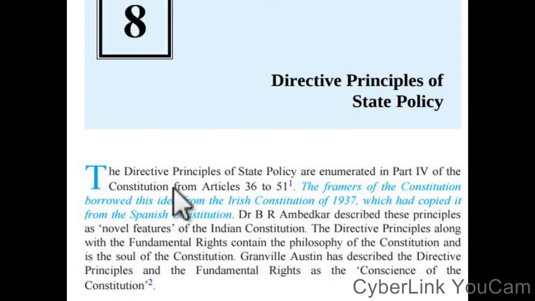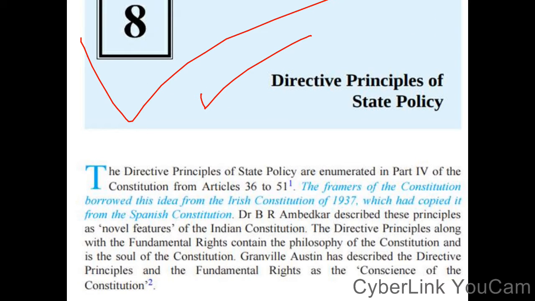Hello friends, now we discuss Indian polity, and the chapter name is Directive Principles of State Policy, Chapter 8. Okay, so let's start.